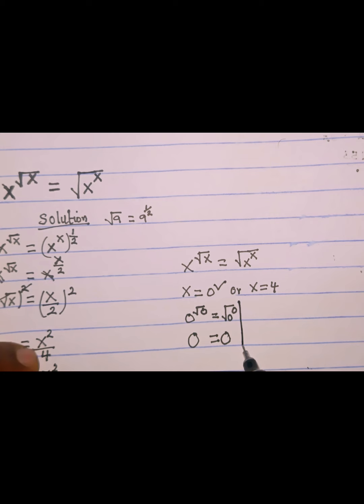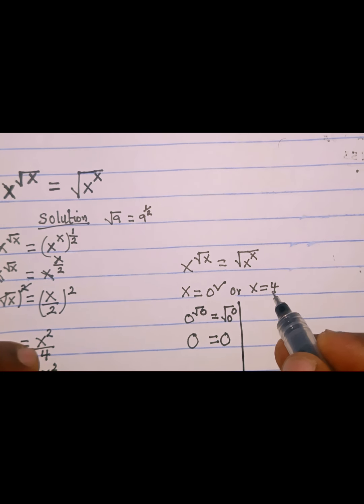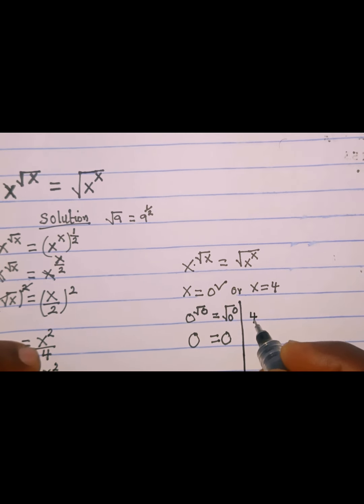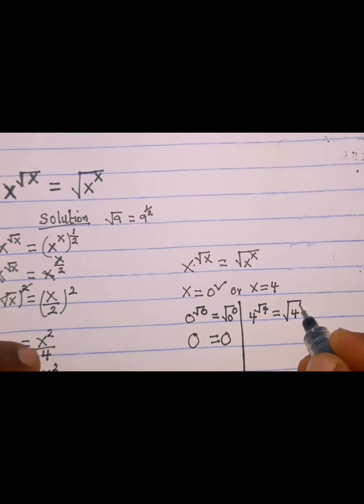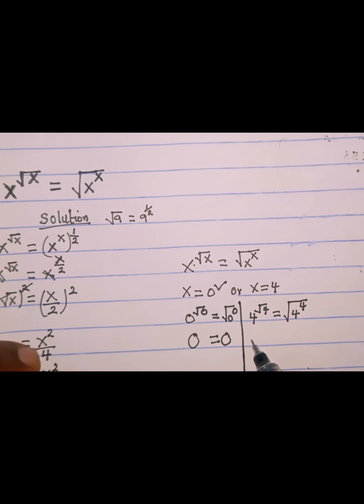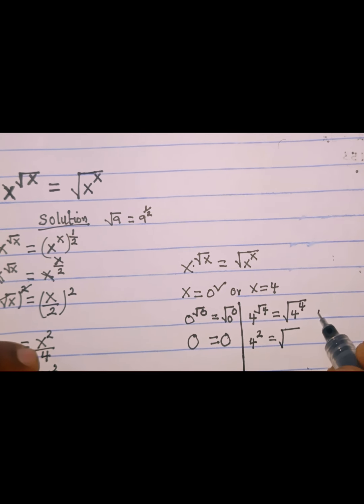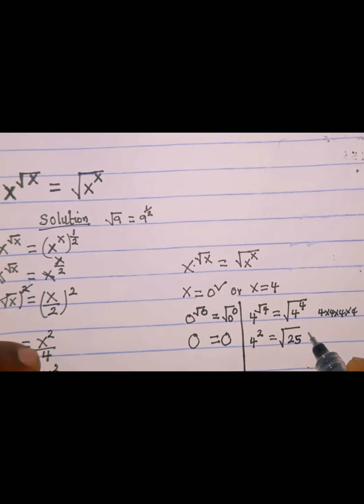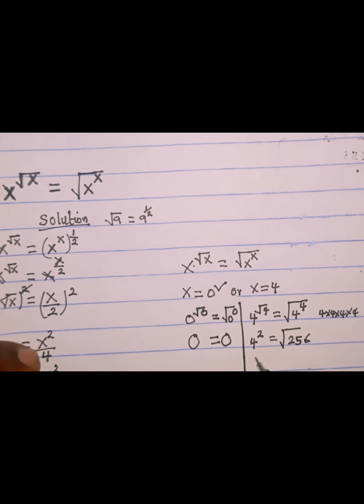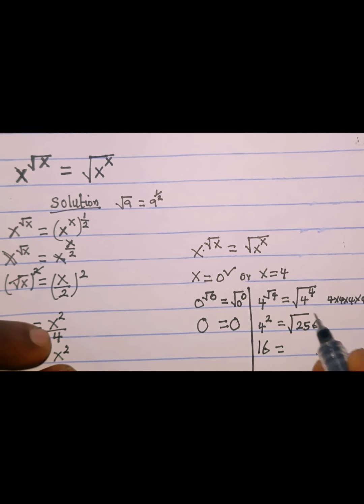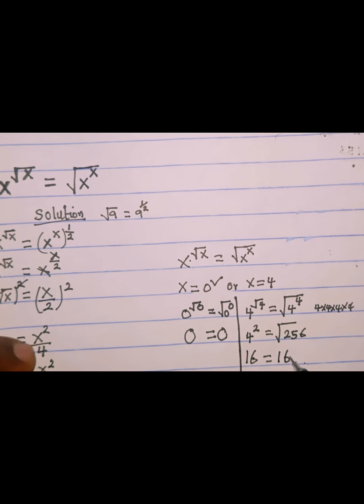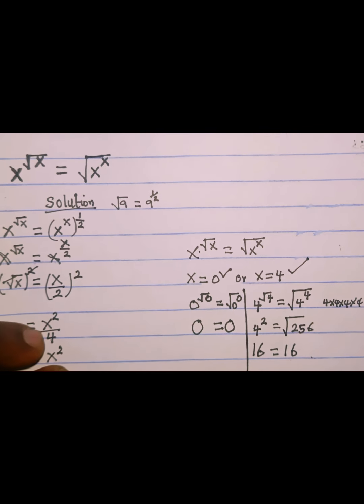Now let's check if x equal to 4 also satisfies the equation. When we plug in 4 here, it's going to be 4 raised to the power of square root of 4, which is equal to square root of 4 to the power of 4. Now, on the left hand side, we have 4 to the power of square root of 4, and square root of 4 is going to give us 2, which is equal to square root of 4 to the power of 4, which is the same as 4 times 4 times 4 times 4, which is going to give us 256. So 4 to the power 2 is going to give us 16, which is equal to square root of 256, which is going to give us 16. So therefore, the second solution also satisfies the equation.